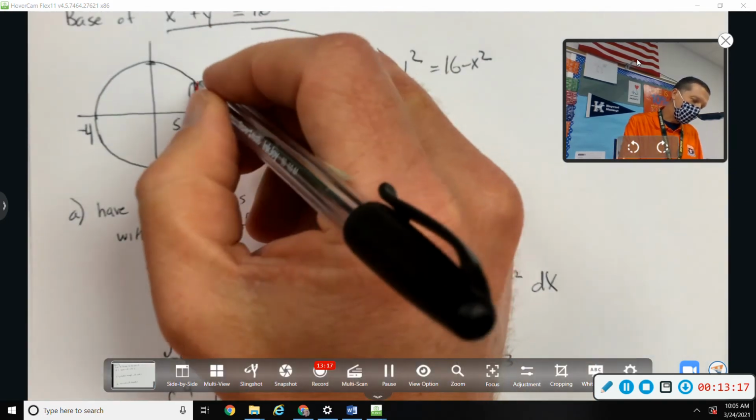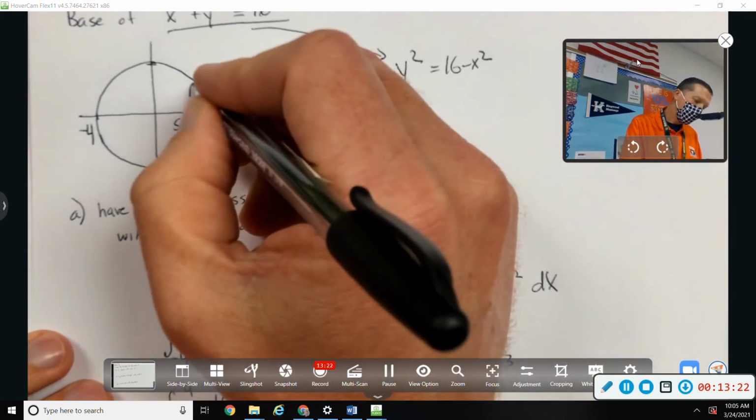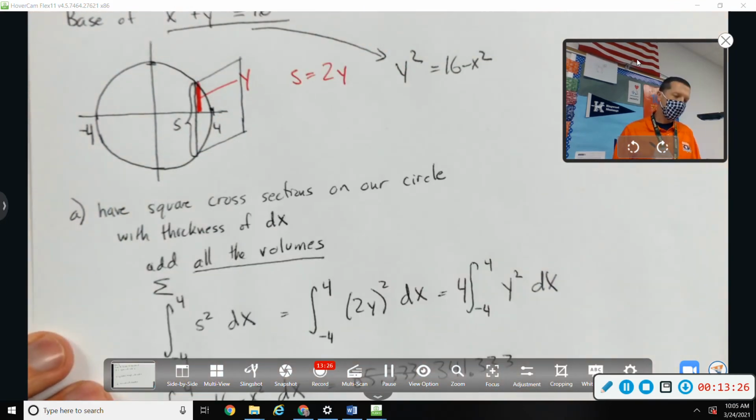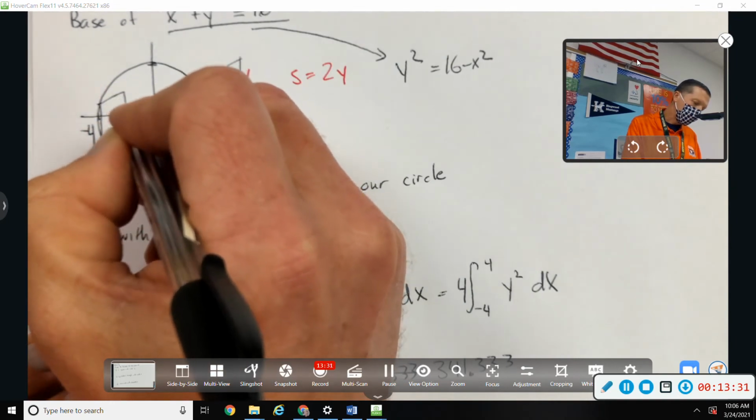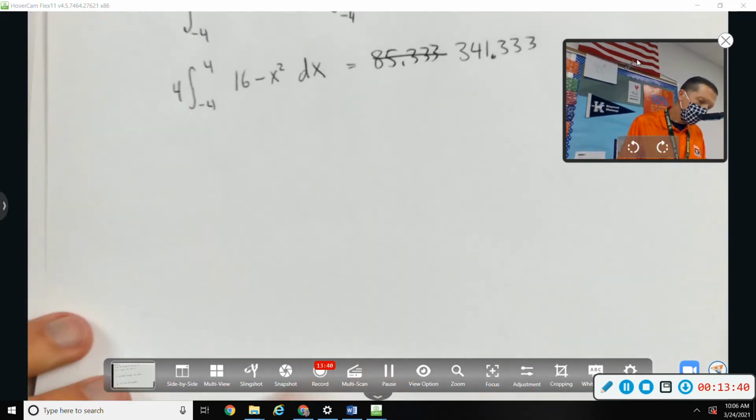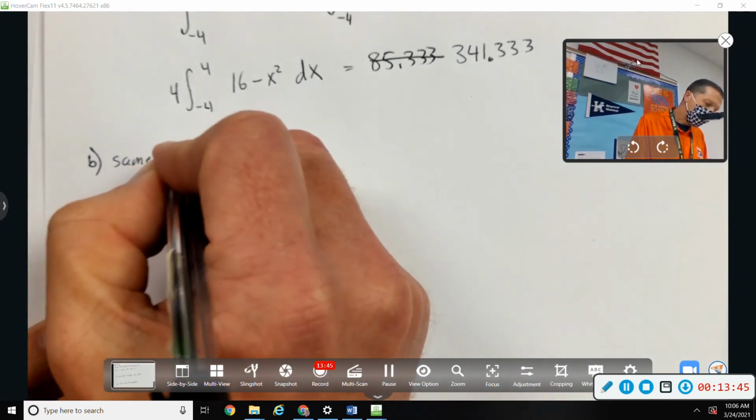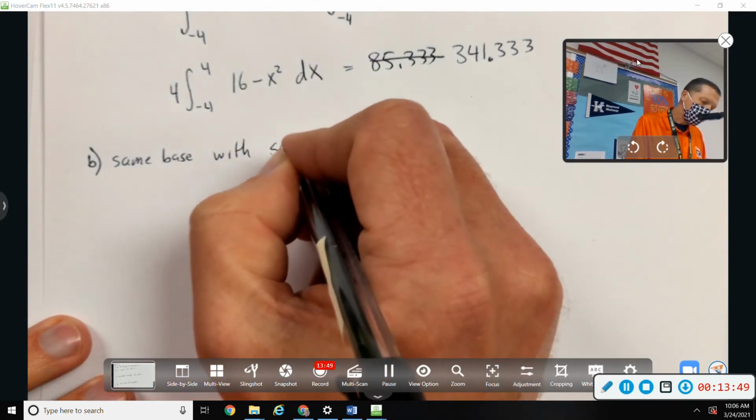Again, it's hard to visualize, it's hard to draw it, and I'm worried if I draw more, it makes it worse. So like here's the square coming out of the page. And over here, maybe there's a really small square coming out of the page. But if you try to draw too many, then it turns into a mess. Let's do another one. Same base, but with semicircles.